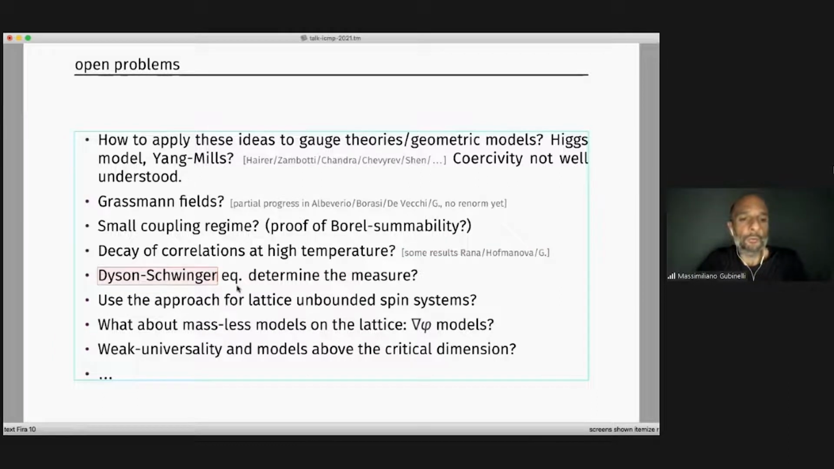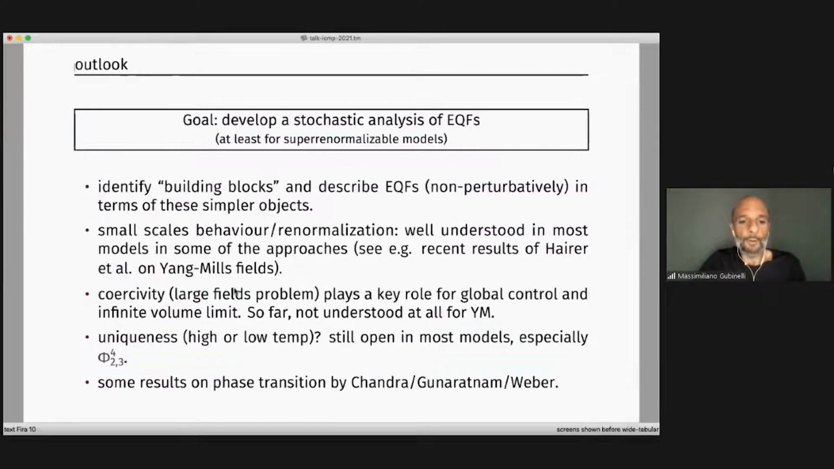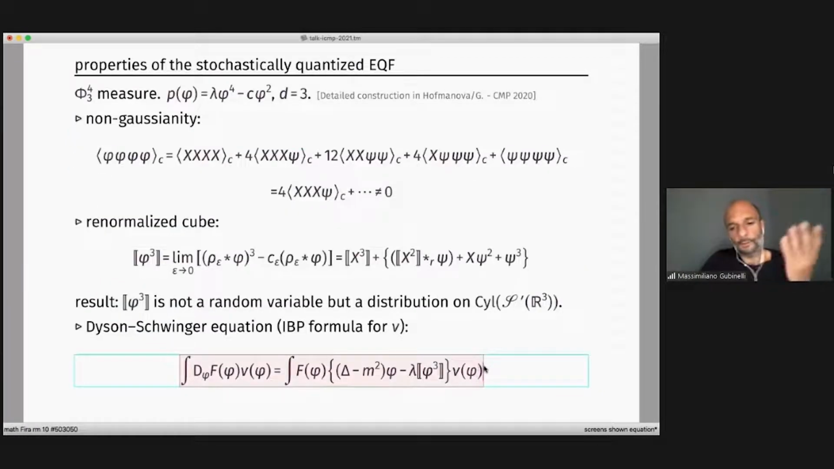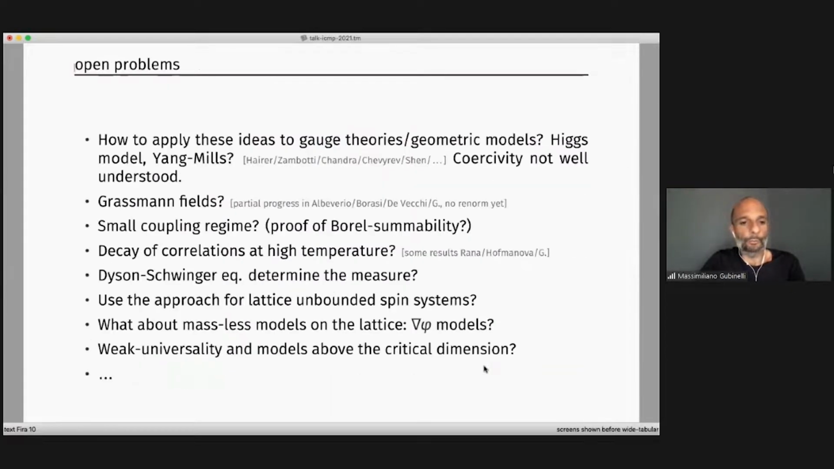Does the Dyson-Schwinger equation determine the measure? In the sense that if I give you a measure which satisfies this equation, can you tell me whether it's unique or not? To me that's a very interesting question, even how to pose it. And other questions I will not discuss at the moment.